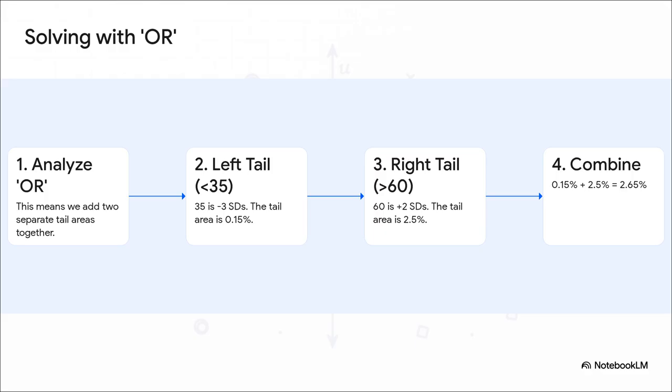Now for the area longer than 60 weeks. That's 2 standard deviations above the mean. We know 95% is within 2 deviations, which leaves 5% outside. So that right tail is half of that, or 2.5%. And since the question used "or," we just add them up. 0.15% plus 2.5% gives us a total of 2.65%.